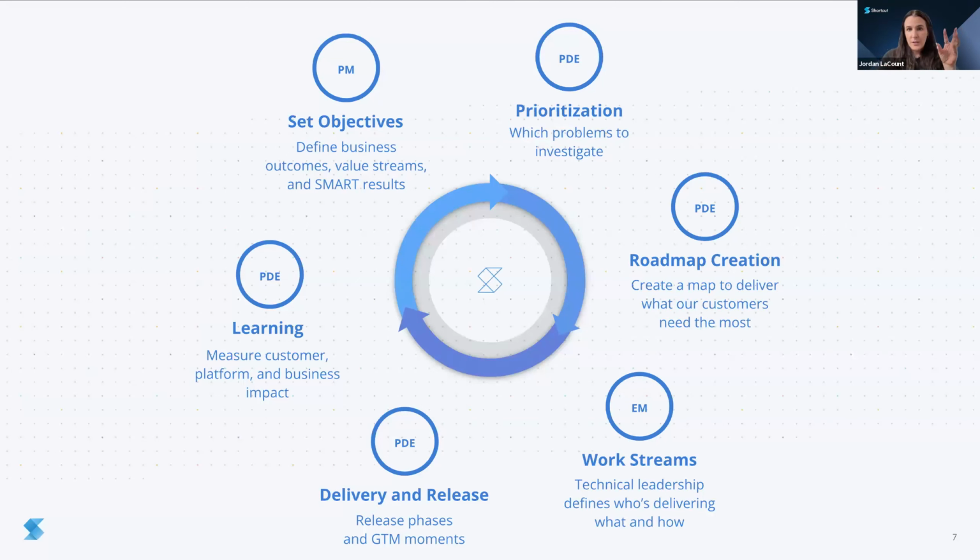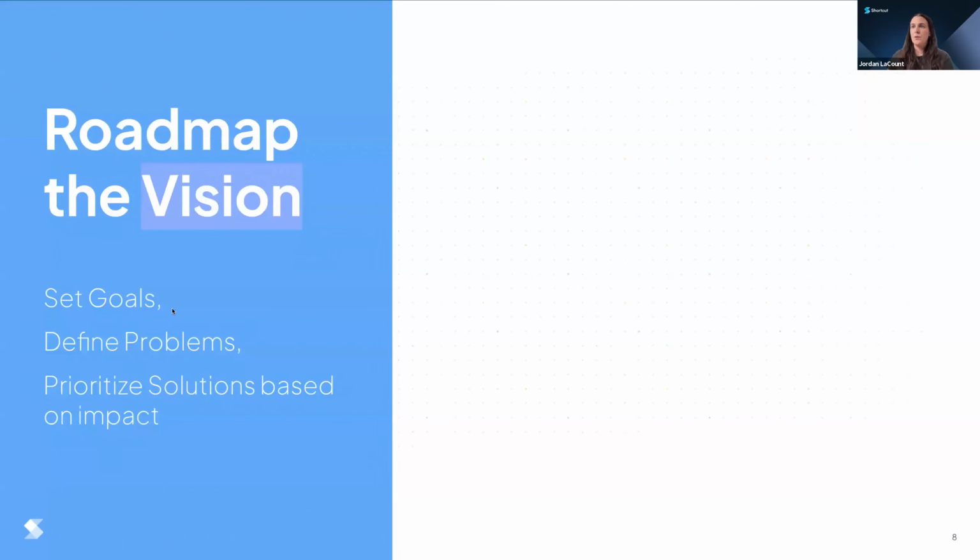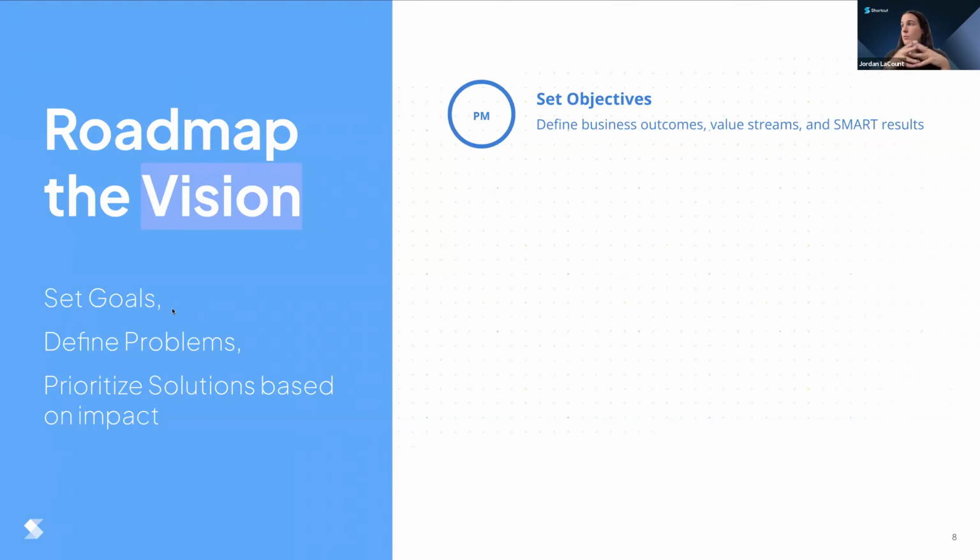As we go through the next sections, I'm going to zoom in on each one of these next steps. All right, and we'll start here. So let's begin setting some goals, defining our problems to solve, and then prioritizing those solutions for the problems. So first, we have to set or reflect on current business goals or objectives.